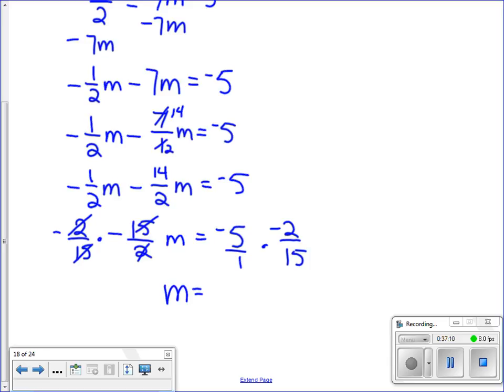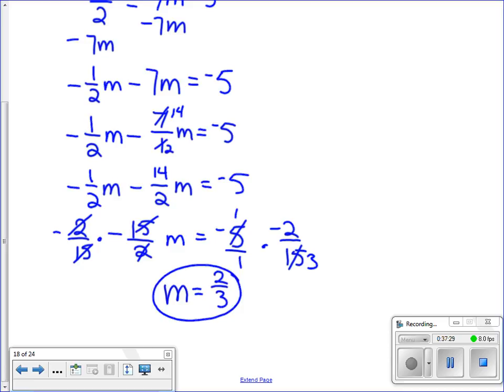And again, a negative times a negative is a positive. And again, I'm going to simplify first. This becomes 1. This becomes 3, because 5 goes into both of those evenly. That means I have negative 1 times negative 2 over 3, which just gives me 2/3 right here. Okay, so that's how that one's done.